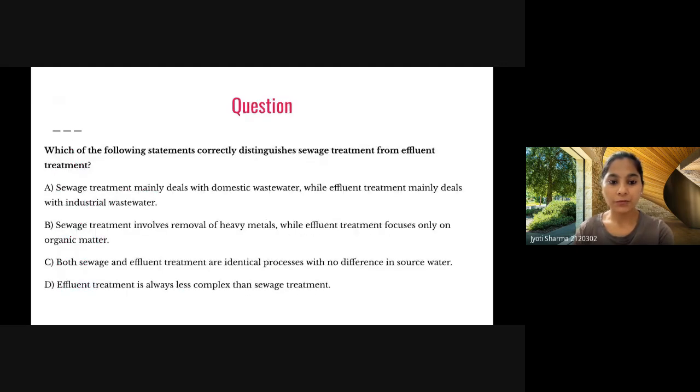Okay, so the first question is, we have two types of treatment. One is STP, and another is ETP. For that, we use treatment plants, that is ETP and STP. You have to tell me the difference between sewage treatment and effluent treatment. But before that, you have to understand what you mean by sewage and what you mean by effluent, right? So we have four options here.